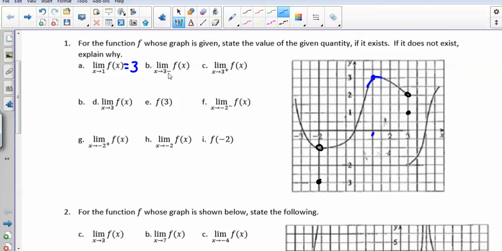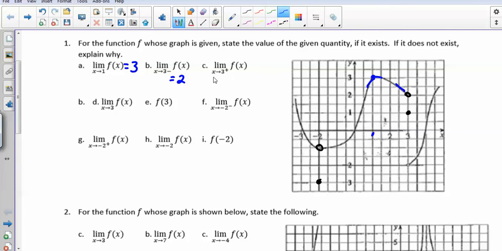The limit as x approaches 3 from the left. So here is 3, and as we approach 3 from the left, we're getting closer and closer to the hole here at 3, 2. So the answer here is 2. This is the y value that we're getting close to.